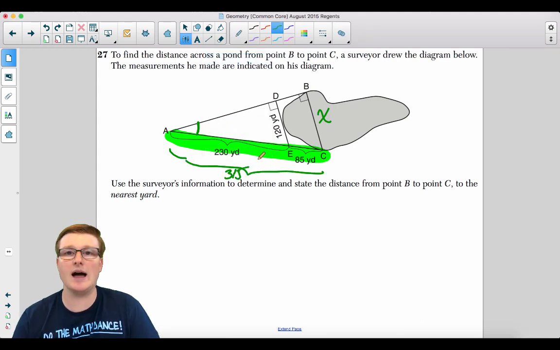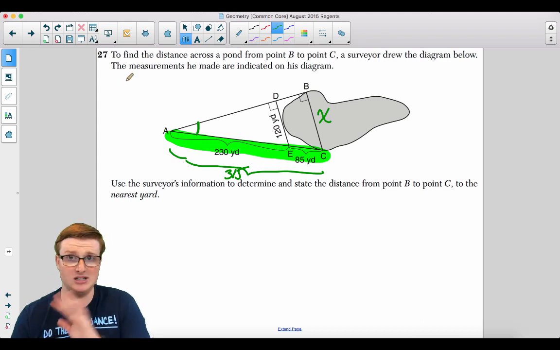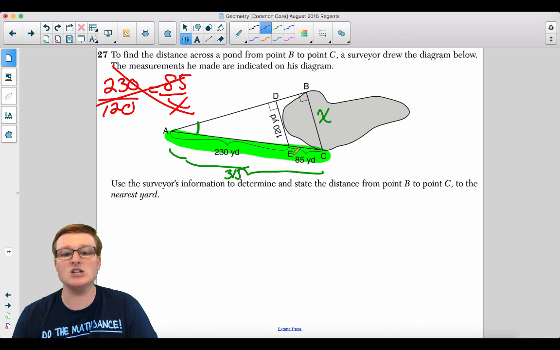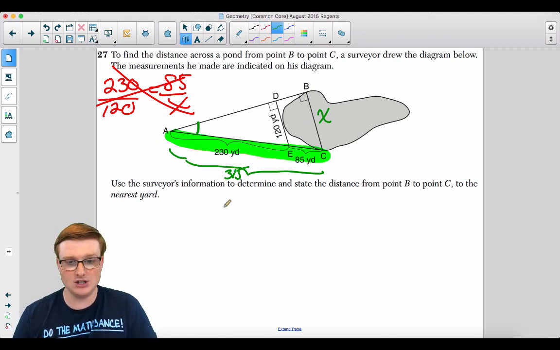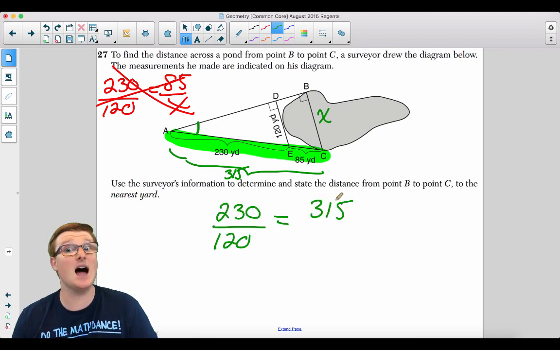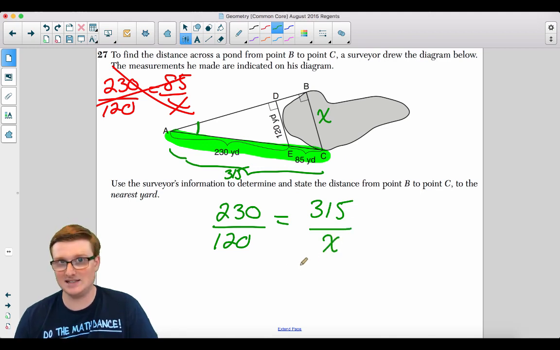I cannot tell you how many times I saw this mistake. I see the same mistake all the time. Don't write this down, please. 230 over 120, 85 over x. No, do not do that. 85 is too short. That's a trapezoid down there. That's not a triangle. So what we have to do is say, okay, 230 over 120 is equal to 315 over x. That's how you do it.